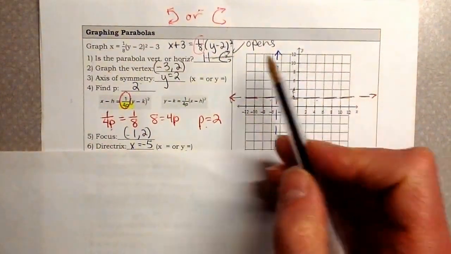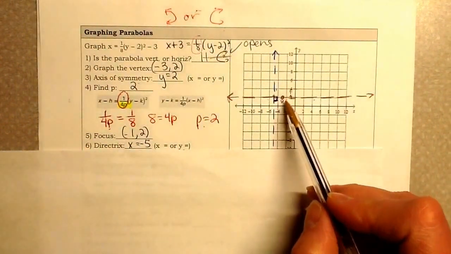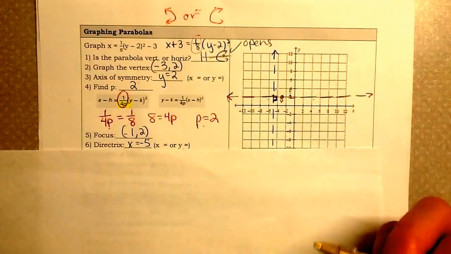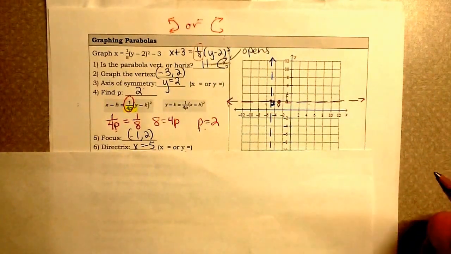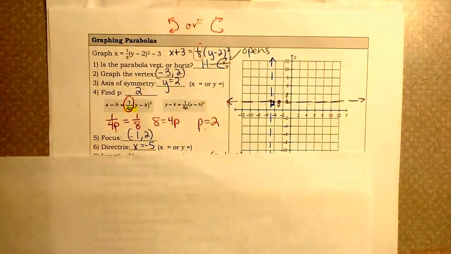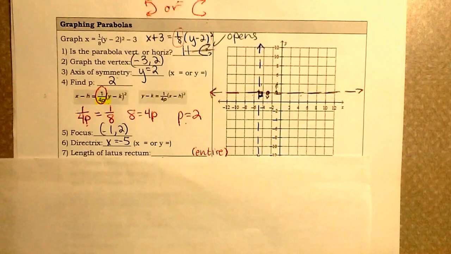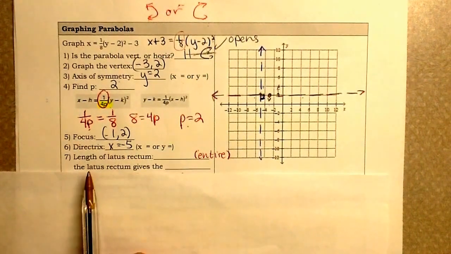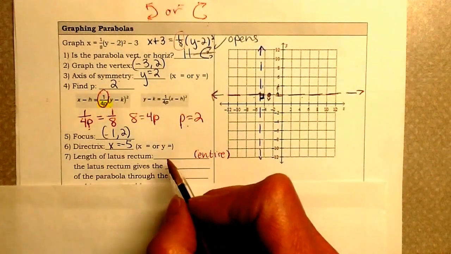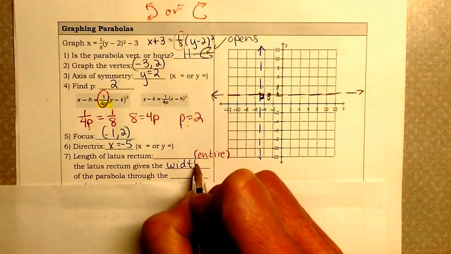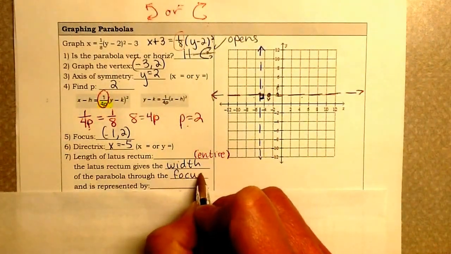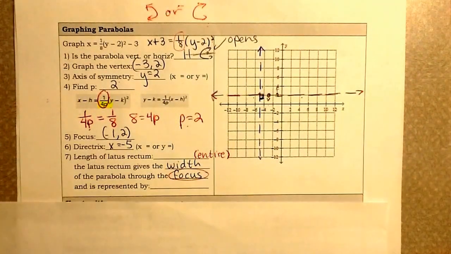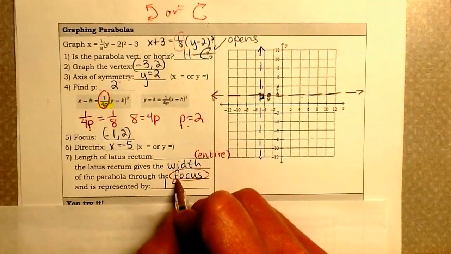Okay, so we know our parabola wraps to the right. We know it wraps around our focus, but we don't know how wide it is. Just like when we had the hyperbolas, we had to graph the asymptotes that would give us the opening of the branches. We're going to graph what's called the length of the latus rectum, which will give us the opening of our parabola. Now the latus rectum gives the width of the parabola through the focus. Make sure you're going through the focus. That's where it's measured, and it is represented by the absolute value of 4p.